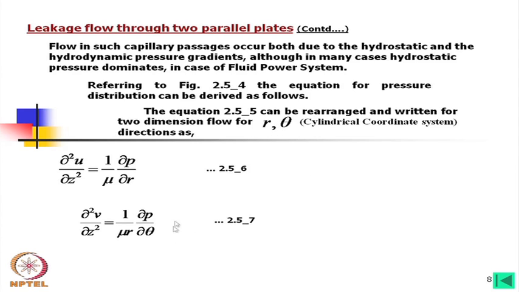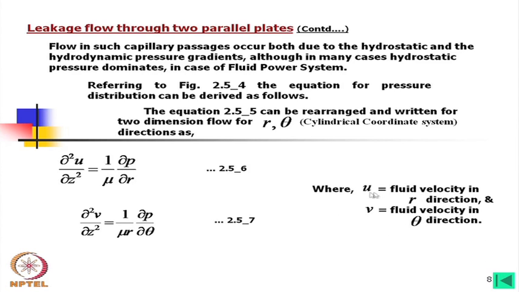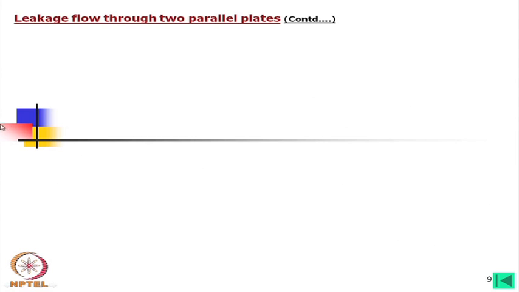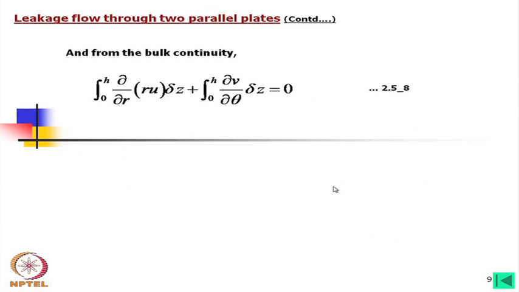So, this can be derived as del square v by del z square equals 1 by mu r del p by del theta. For u we can derive this and for v we can derive this. This is the same equation which we developed for the x direction, now we are applying the same theory for the r and theta directions, where u is the fluid velocity in the r direction and v is the fluid velocity in the theta direction.